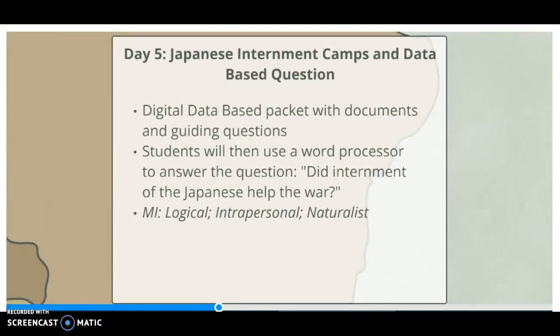So day 5, Japanese internment camps and a database question. I like to incorporate a lot of writing in my history because if they can explain it to me, if they can analyze it and show me their analysis, it means that they're truly understanding it, and it shows me what they've learned more than a traditional multiple choice assessment. They'll be given the packet with documents and guiding questions to help understand the documents more, and then they need to answer, did internment of the Japanese help the war?